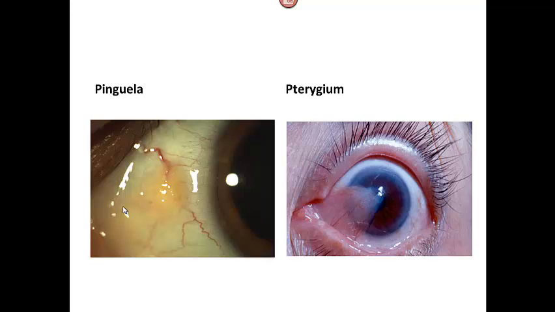Differences between pinguecula and pterygium. Basically, the pinguecula is a yellowish triangular nodule. So if you see here, it is a nodule, and the difference with pterygium is that it is a triangular thickening of the bulbar conjunctiva. And both processes are benign. Thank you very much, and that will be the end of this PowerPoint.